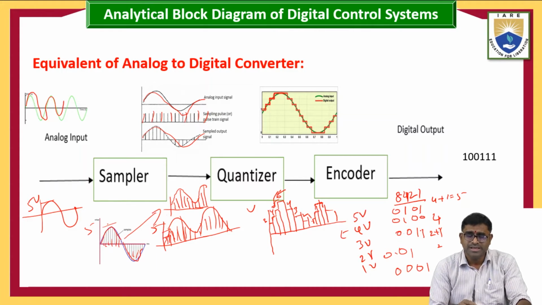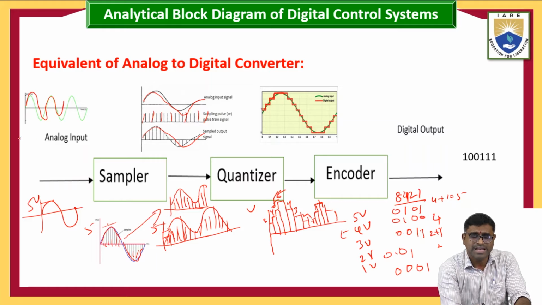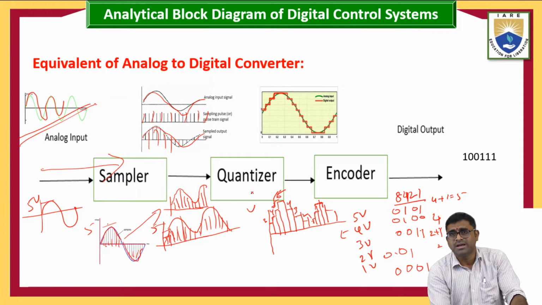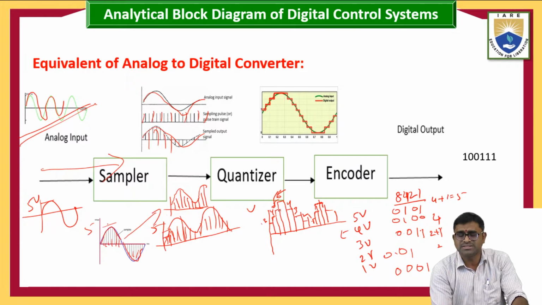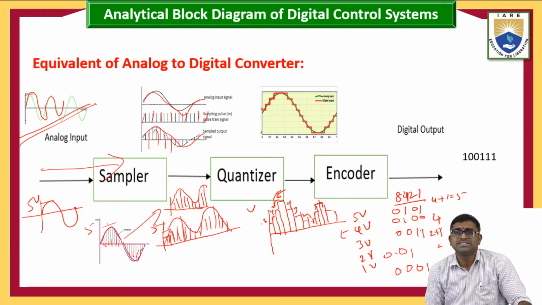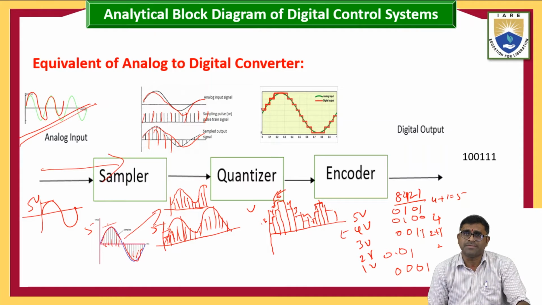First of all, we take the analog signal as a sine wave form as the input. That analog signal is transferred to the sampler. The sampler gives the sampling signals. After that, the sampling signal goes into the quantizer. The quantizer fixes the voltage levels. Those voltage levels are converted into digital form by using the encoder. This is the analog to digital conversion formation.